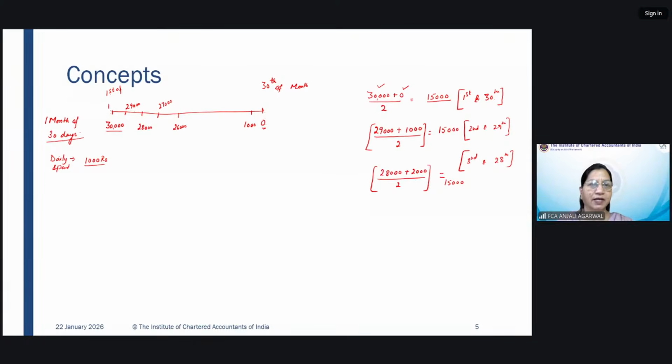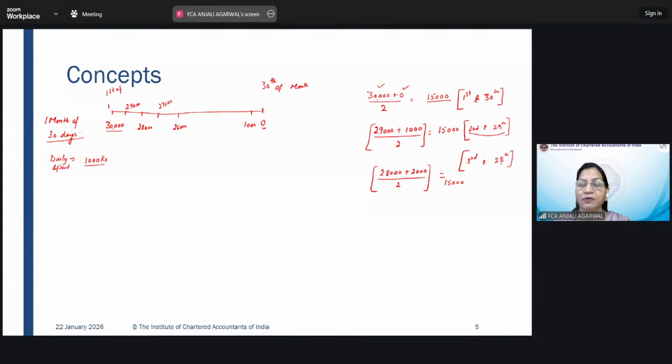Similarly, the average of the second day, where you will be having 29,000 rupees, and the 29th, where you will be having 1,000 rupees, would again be 15,000. The third and 28th days have 28,000 and 2,000. Similarly, on the 4th and 27th, the balances would be 27 and 3. Again, an average of 15,000. So this is how you can calculate that the average balance will remain the same throughout the entire period, right?